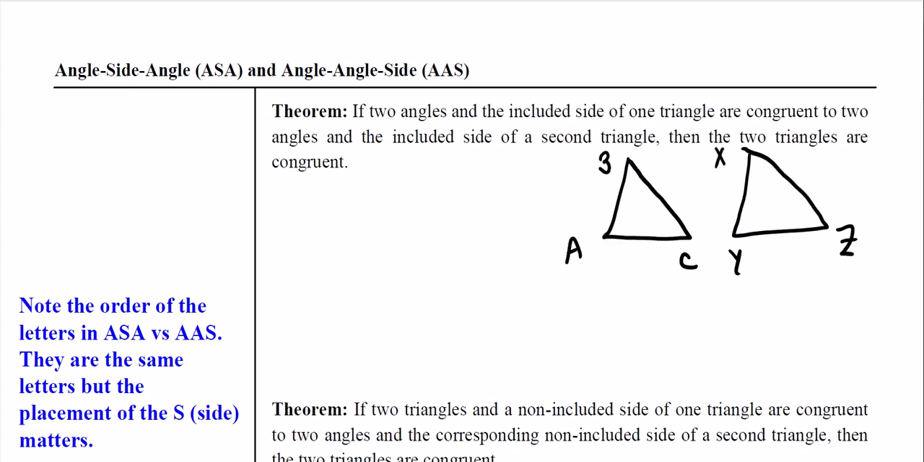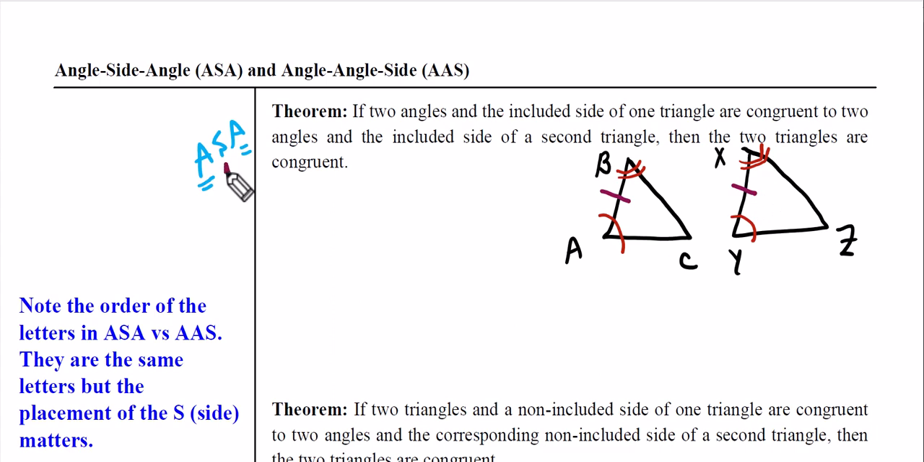So we have two triangles, ABC and YXZ. Sorry for that order, but we're going to leave it like that. And if I have two angles, so let's say I have angle A and angle Y, and let's say I have angle B and angle X. Well, in order to use angle side angle, which is what we're looking at right now, notice that I have two angles. So there's the A and there's the A. In order to use ASA, I need to have the side that they both share.